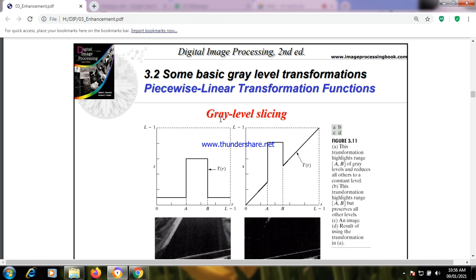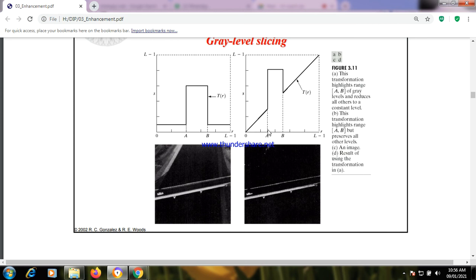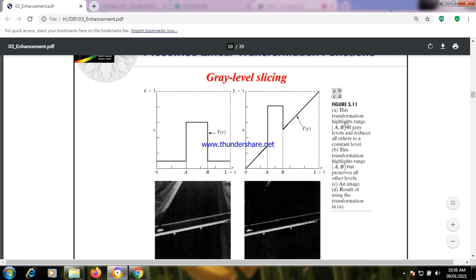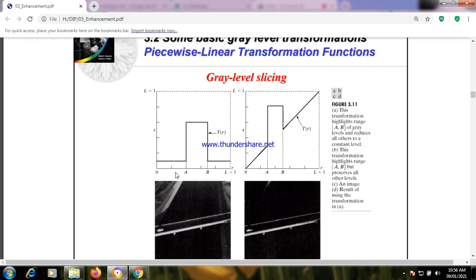So next one is gray level slicing. Again we can explain it by looking at these diagrams. This transformation highlights the range AB of gray levels and reduces all others to a constant level. Say this is the input image, and this graph will indicate the input intensities.